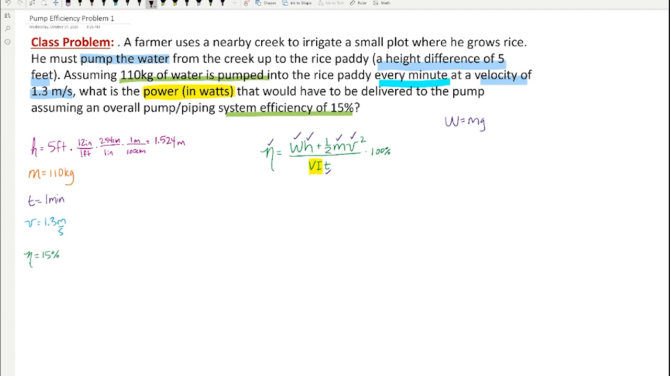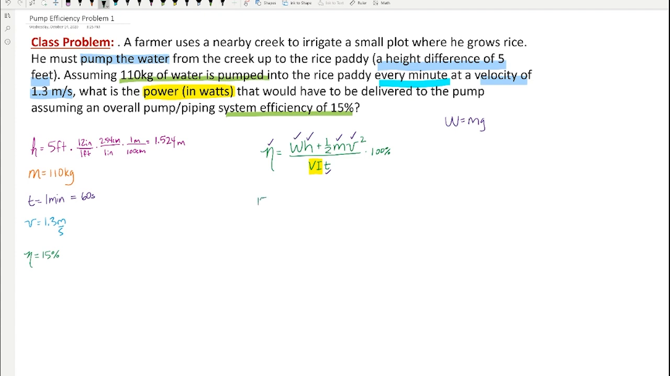My mass is in kilograms, which is the unit I want it to be in. My time is in minutes, which is not the unit I want. I want it to be in seconds. That's a quick and easy calculation because I know that 1 minute is 60 seconds. My velocity is in meters per second, and my efficiency is a unitless quantity. It's 15, just a percentage. So now that my units are all in the form that I would like them to be in, I can start plugging in the values that I know.